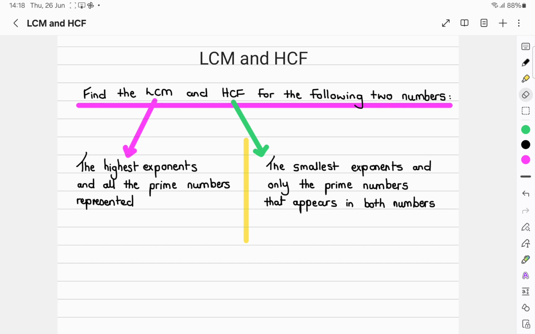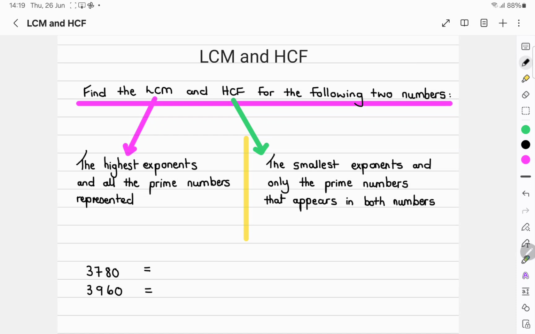Okay, and the same with the highest common factor. If you take your hand up and you say highest common factor, what is the opposite of high? You go low, low, low. So it's the smallest exponents. And we only use the prime numbers that are visible in both of our numbers. Okay, so let me give you a demonstration of how we would find this.